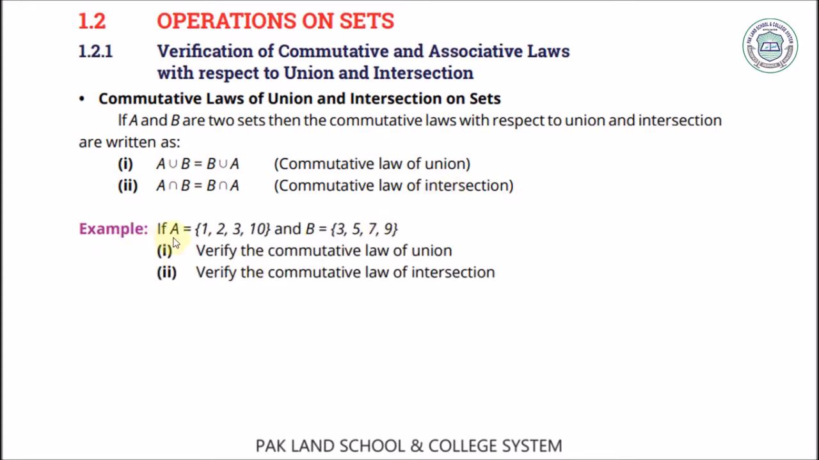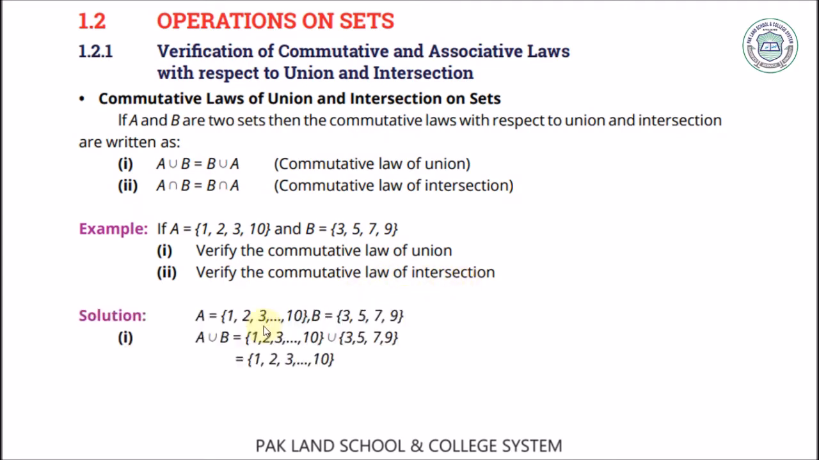For example, if set A includes 1, 2, 3 up to 10 elements and set B includes 3, 5, 7, 9. First part, verify the commutative law of union. Second, verify the commutative law of intersection. Solution of this example for the first part: set A includes 1, 2, 3, 4, 5, 6, 7, 8, 9, 10, and set B includes 3, 5, 7, 9.